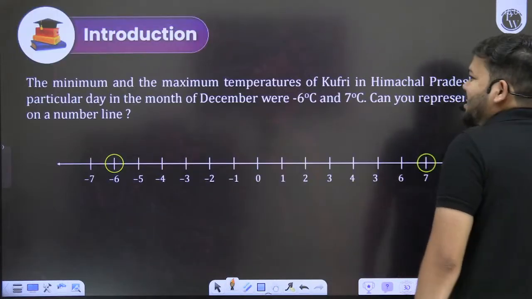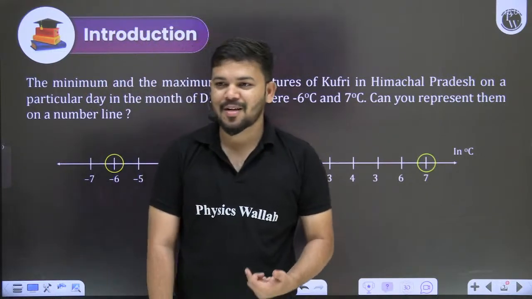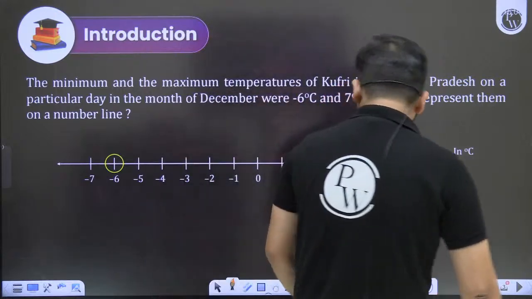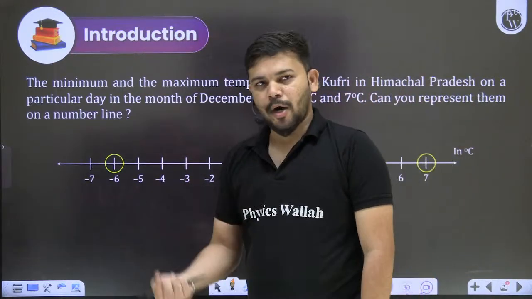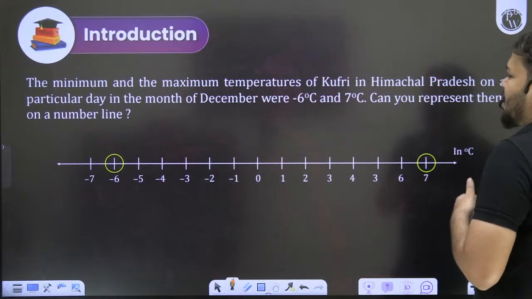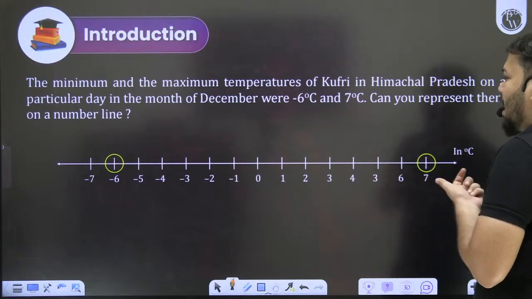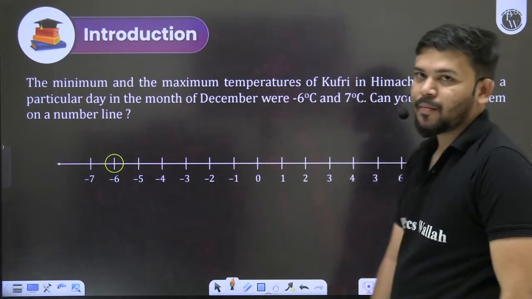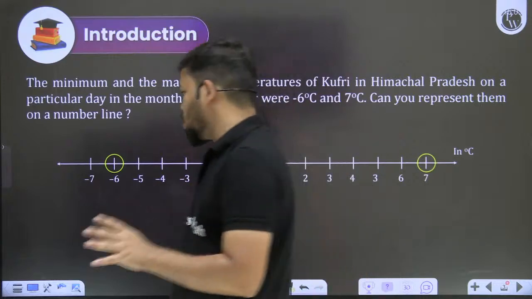Yes, now you can see here the basic thing. I think you know the number line, right? How we are going to represent a number on the number line, I hope you know that. With the help of the number line and its representation, we are going to use the number line in coordinate geometry. The minimum and maximum temperature of a place in Himachal Pradesh on a particular day in the month of December were -6 degrees Celsius and 7 degrees Celsius. Can you represent them on the number line? If any number is given to you, how are you going to represent it on the number line? I hope you know these things, right?